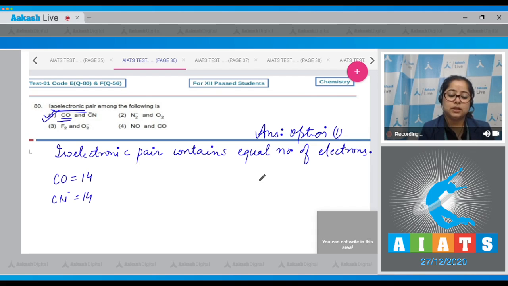Also, let's consider the rest of the options. In case of N2 minus, the total number of electrons are 15. In case of O2, the total number of electrons are 16. In case of F2, the number of electrons is 19. In case of O2 minus, the number of electrons is 17. In case of NO, the number of electrons is 15. In case of CO, the number of electrons is 14. That means number 1 option is the correct option.